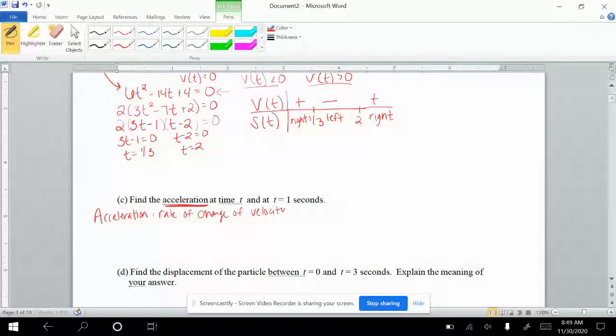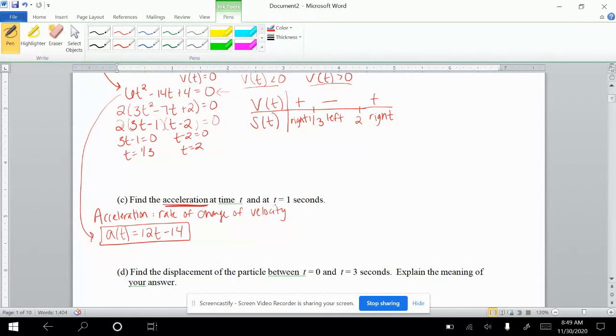Which I already said before, your velocity is your original rate of change. So now you're taking the rate of change of your rate of change, which again seems weird, but that's what we're doing. Okay, so we just need to take the derivative of our velocity function, and our velocity function was this guy here. So we're going to take the derivative of that. And when I do that, I get my acceleration function in terms of t to be 12t minus 14. So that's in terms of t.